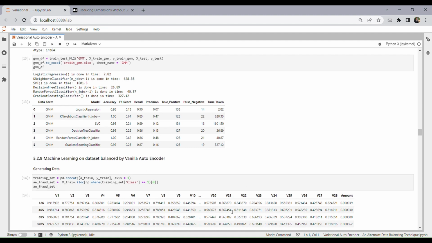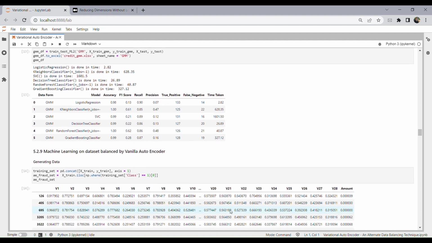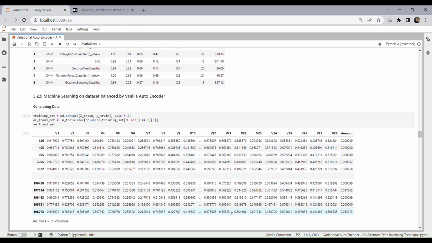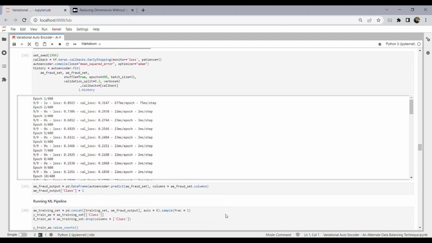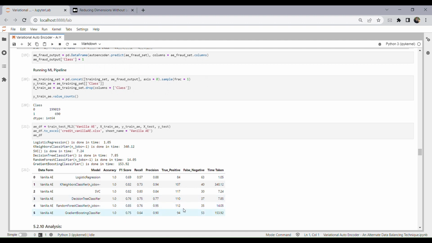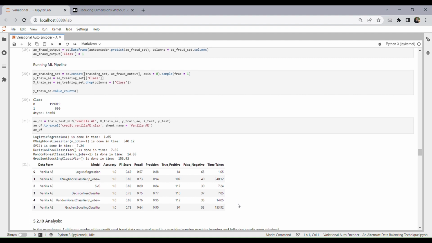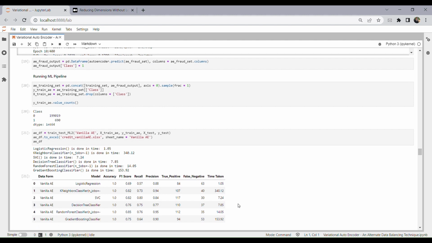After that, vanilla autoencoder is used. Vanilla autoencoder is not a balancing technique. It just takes input and reconstructs it into an output. So it did not balance the dataset, and it has just mimicked the performance of the original dataset. As we can see here, the original dataset was equal in performance when we compare it to the vanilla autoencoder. So this is the implementation and methodology. Now we will be going towards the analysis that we have done from this.